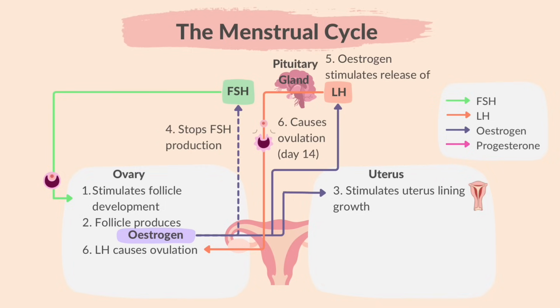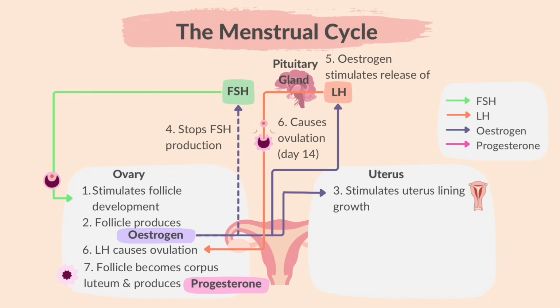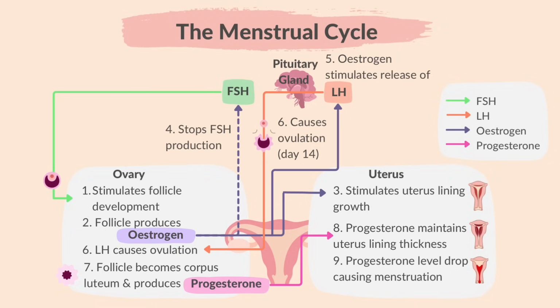The follicle becomes the corpus luteum and starts producing progesterone. Progesterone maintains the thickness of the uterus wall. If the ovum is not fertilized, the corpus luteum breaks down and progesterone levels drop. This causes menstruation, where the uterus lining breaks down and is removed through the vagina. If pregnancy does occur, the corpus luteum continues to produce progesterone until the placenta has developed, at which point it takes over progesterone production throughout the pregnancy.